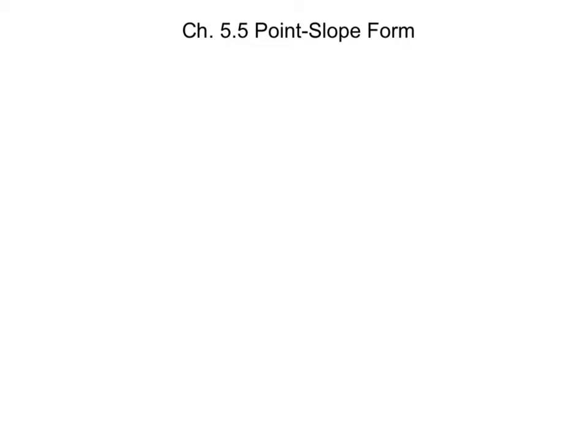So we always want to choose the thing that seems the easiest for us to do given the information we have. In the last section that we worked in, we were given a point and a slope. And when we had that, we would plug into the y equals mx plus b formula and solve for b. We can use the same information to plug into the point-slope formula.